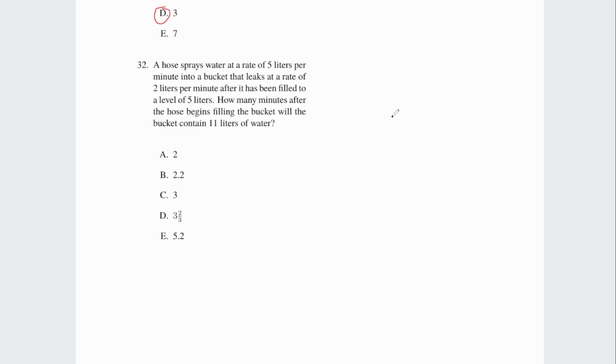A hose sprays water at a rate of 5 liters per minute into a bucket that leaks at a rate of 2 liters per minute after it has been filled to a level of 5 liters. How many minutes after the hose begins filling the bucket will the bucket contain 11 liters of water?